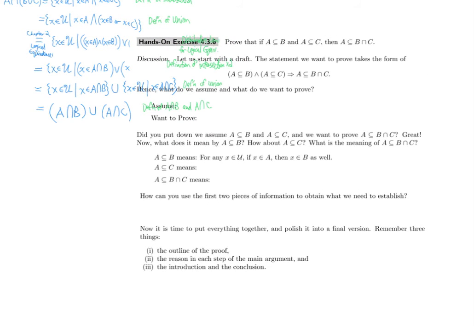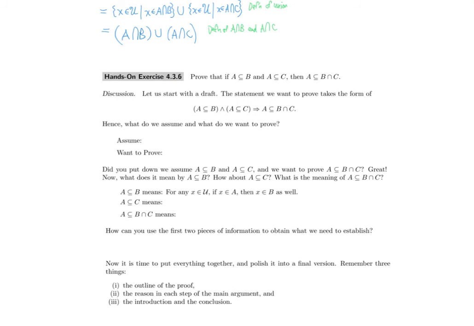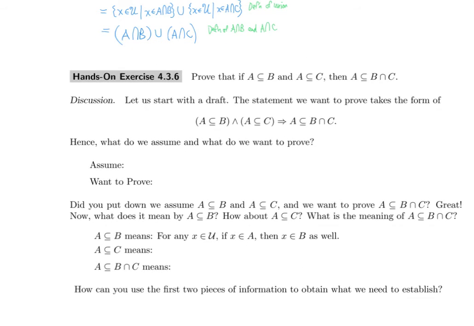All right. So now it's going to be your turn. You're going to do hands-on exercise 4.3.6. You're going to prove that if A is a subset of B and B is a subset of C, then A is a subset of B intersect C. They help you come up with some of the ideas that you're going to need to create the proof.